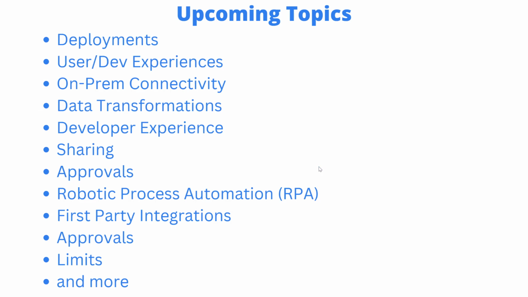All right, so that's part one of this multi-part series. Here are some of the topics that I'm considering: deployments, user dev experiences, on-prem connectivity, data transformation, so data mapping, sharing, approvals, robotic process automation, first-party integrations, approvals, limits, licensing. I'm not going to get super detailed. That's a rabbit hole, but I think I can explain at least the models that are used. I think we'll add licensing to that.